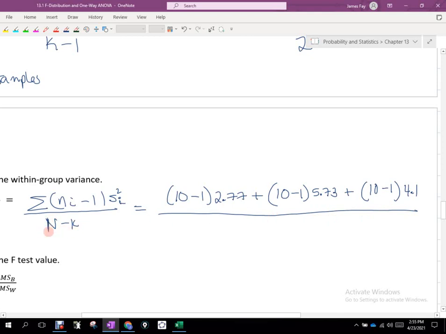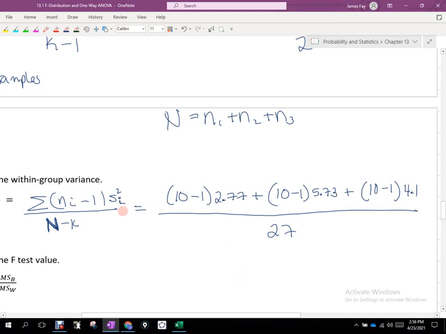So capital N is the total number of objects collectively in all samples. So capital N is equal to N1 plus N2 plus N3 in this case. Does that make sense? Which would have been 10 plus 10 plus 10, so 30. So 30 minus k, k was 3, so this is going to be 27 there. Is that okay with everybody? All right.